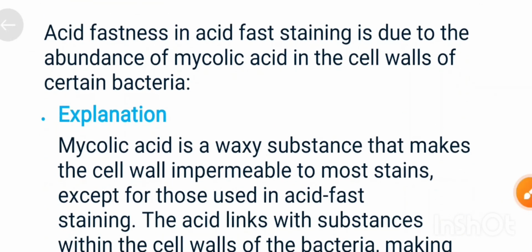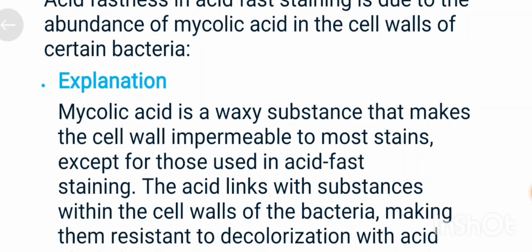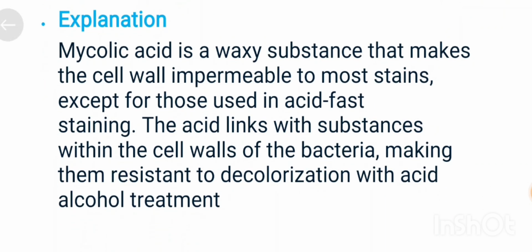Acid fastness in acid fast staining is due to the abundance of mycolic acid in the cell wall of the bacteria. Explanation: mycolic acid is a waxy substance that makes the cell wall impermeable to most stains, except for those used in acid fast staining. The acid links with substances within the cell wall of the bacteria, making them resistant to decolorization with acid alcohol treatment.